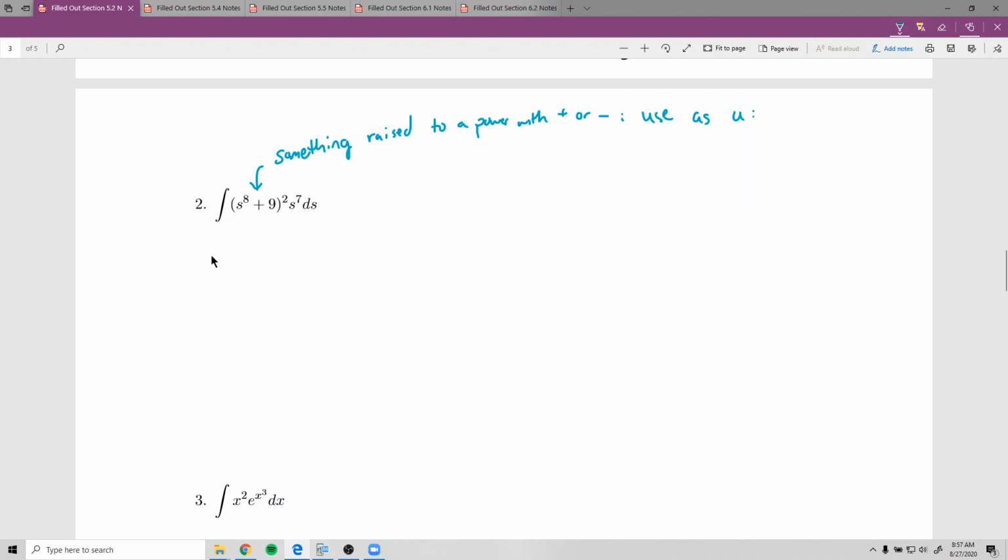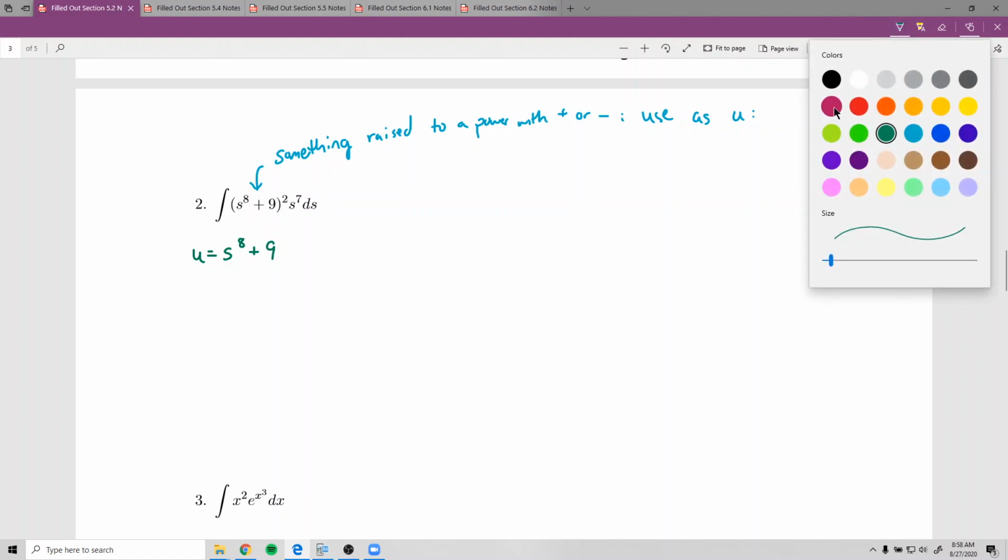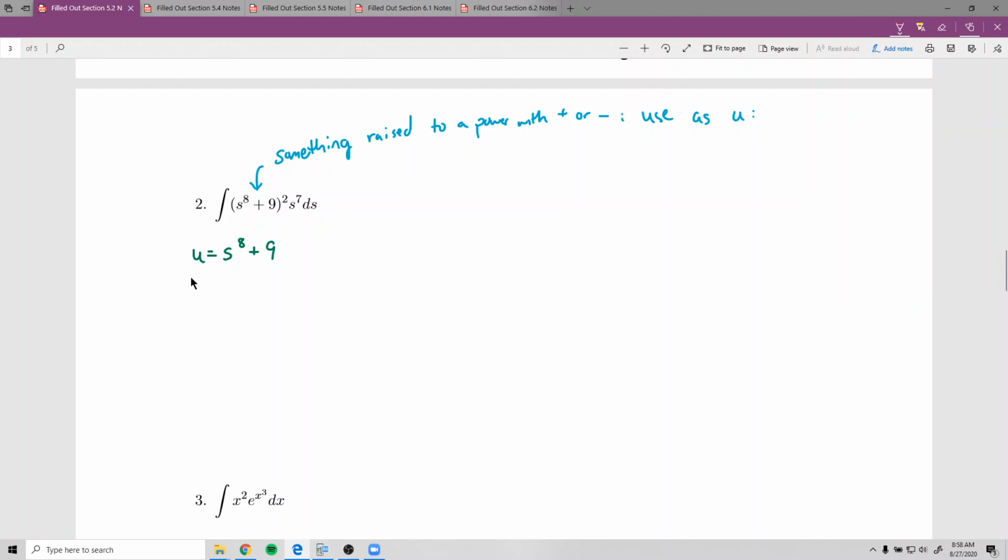Right, so for this one, my u is going to be s to the 8th plus 9. Because if I do that, then this just becomes u squared, and that simplifies it quite a bit. But once again, we cannot forget about the derivative.